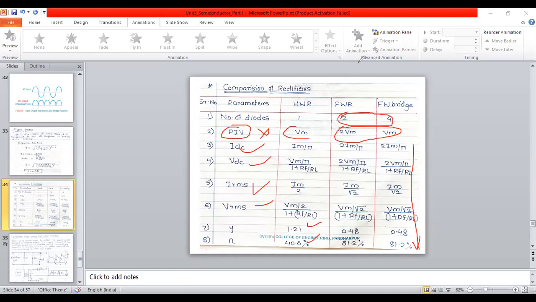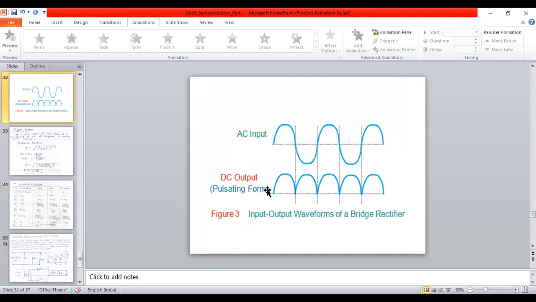So another 10 minutes of time is there. Next we will go for the last topic. Why do we have to go for the last topic? Here we are not getting pure DC. The RMS quantity, root mean square, means some AC part is there. It will look pulsating only, pulse-like.